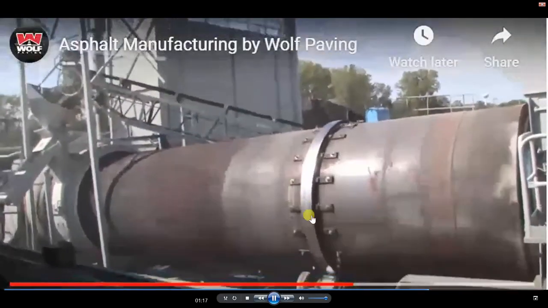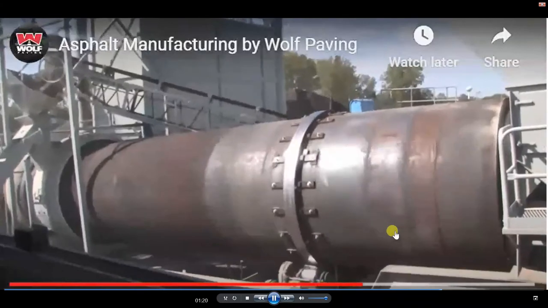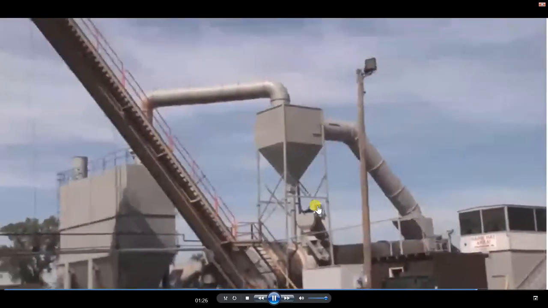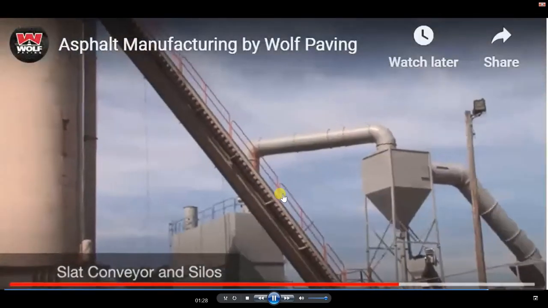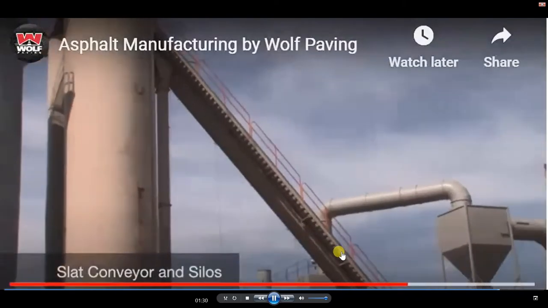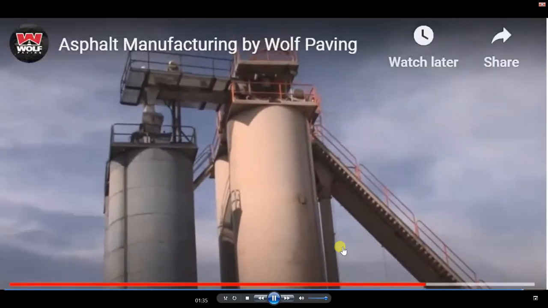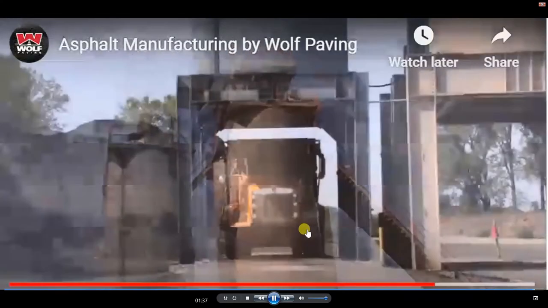The last 10 feet of the production system is where everything is mixed, heated, and dried. This is also where the required amount of oil is added to meet the job specifications. The final product is sent up the slat conveyor and into four silos. Up to 1,000 tons of asphalt can be held at a time. When the asphalt is in the silos, it is ready for distribution.